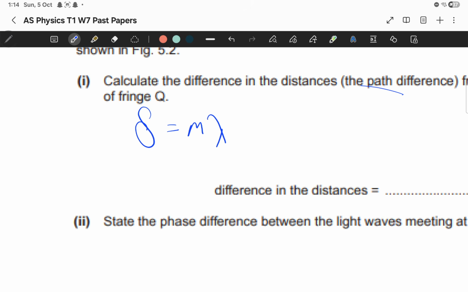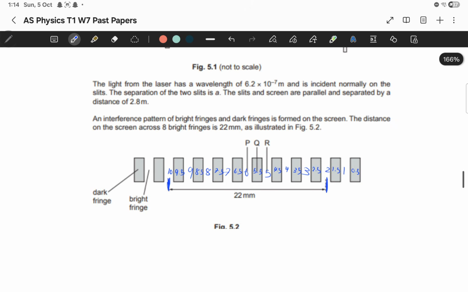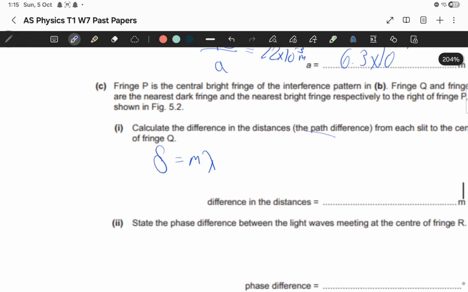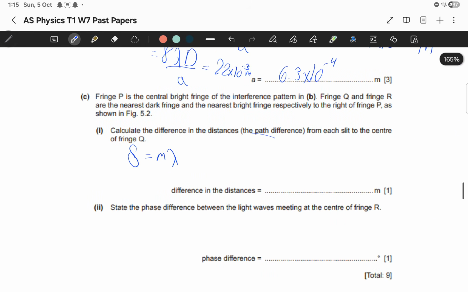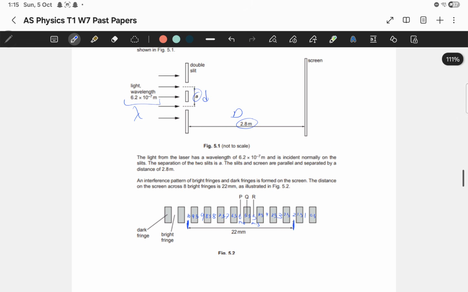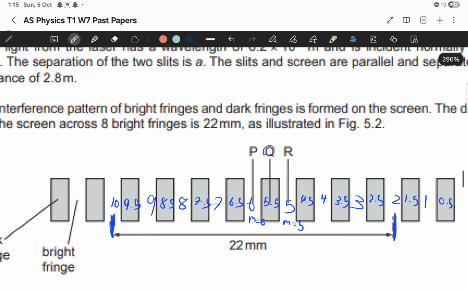Now, here, what do we have? We have P and R. So this is going to be m equals 6 and m equals 5, right? Because we care about the relative to Q. So 6 lambda minus 5 lambda, with m equals 6 and m equals 5. That's what we said. Because look, they said calculate the distances from each slit to the center of Q, right?